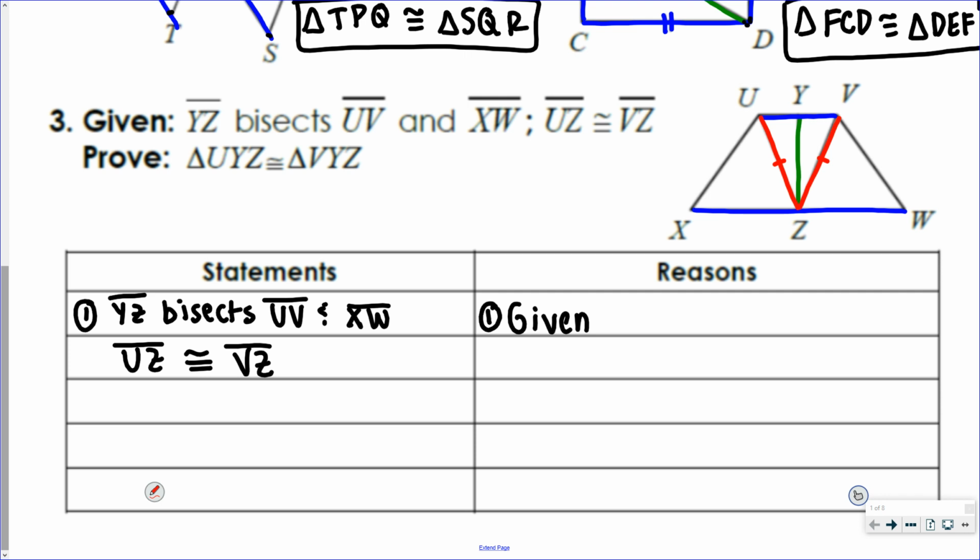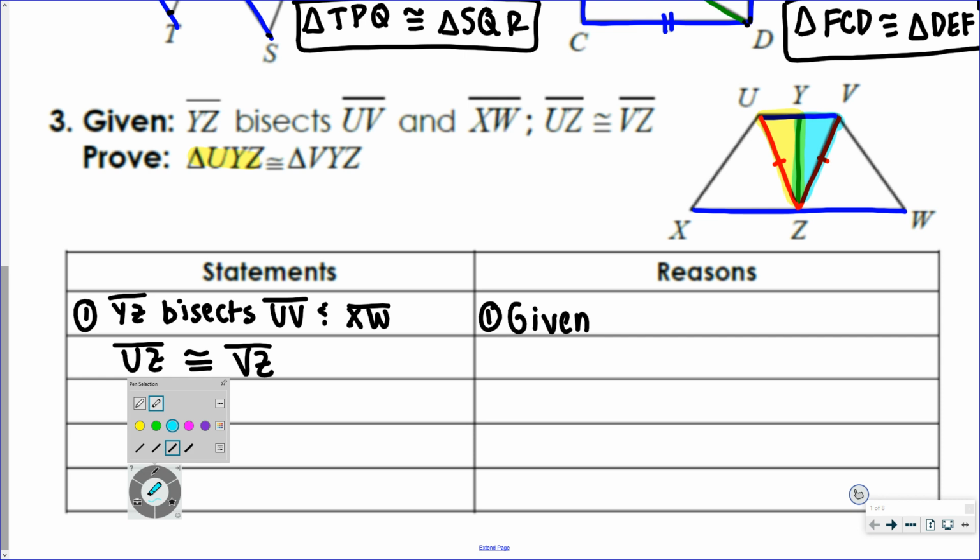Now look at what we're trying to prove, because there's a lot going on here. You're like, what the heck, there's so many triangles, right? We're trying to prove triangle UYZ, that'd be this one, is congruent to VYZ. We're trying to prove those little ones are congruent. Okay, that's our goal. Yes, Gwen?